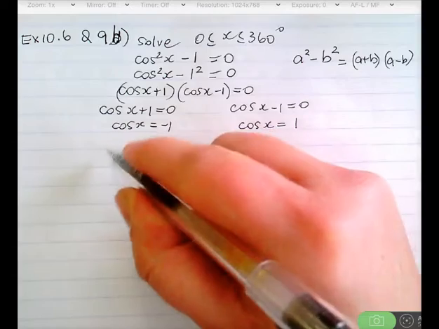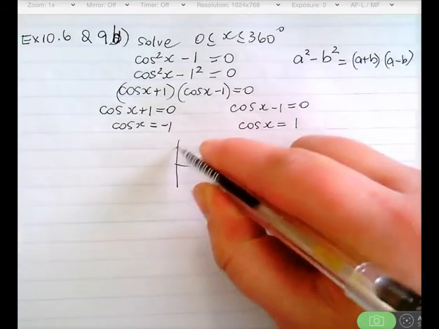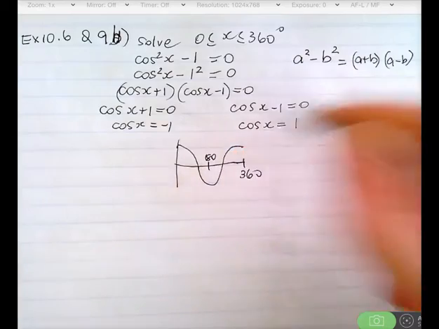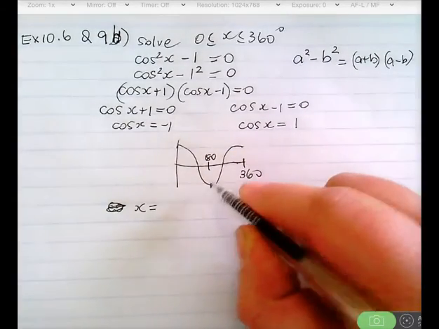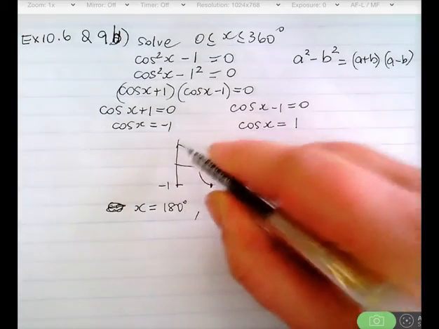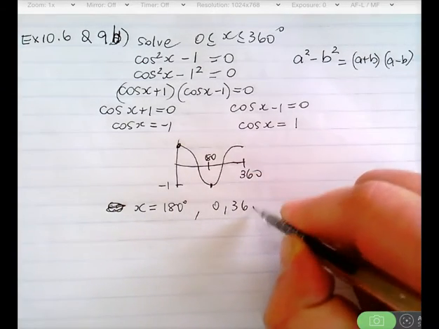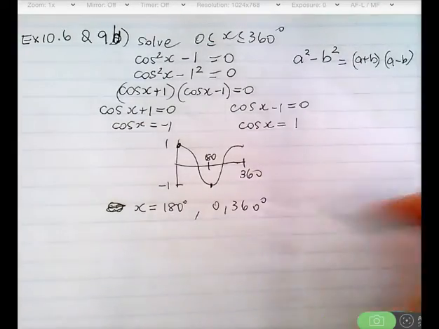So here, if you're solving anything of cos x equals 1, negative 1 or 0, you just draw it. There's the cos curve, 360, 180. If cos x is negative 1, here's negative 1 down here, it's 180. And if cos x is 1, you get 0 and 360. So your answers are 0, 180, 360.